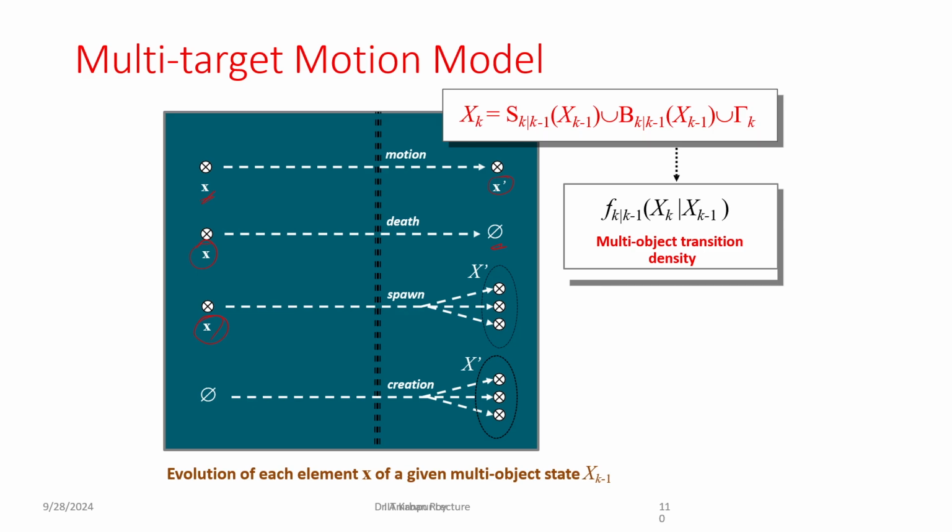So, they are called spawning. They are coming from one parent. From one target, all of a sudden you now have 3 targets in your field of view. So, one parent, 3 children are coming or popping up. This thing is called spawning.